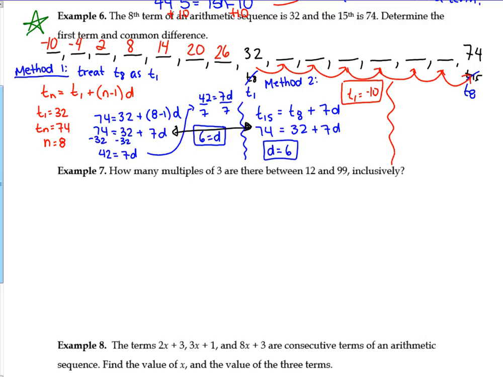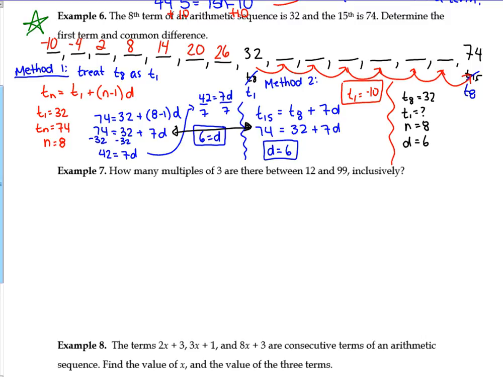I'm fine with that. I expect you to find D algebraically. Term 1, if you want to work backwards, that's fine. You can algebraically solve for it. So you would just use one of your terms, either term 8 of 32, or you can use term 15 of 74. Okay, so if I use term 8 as 32, we don't know what term 1 is. What would n be for using 32? 8, thank you. And then we know the common difference is now 6.